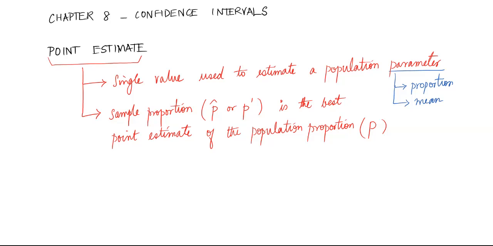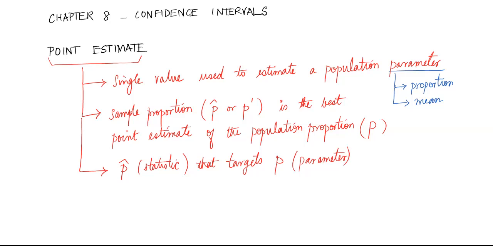So the p hat is coming from the sample, right? So p hat is the statistic that targets p, which is the population parameter. Okay. So I'll give you an example here.